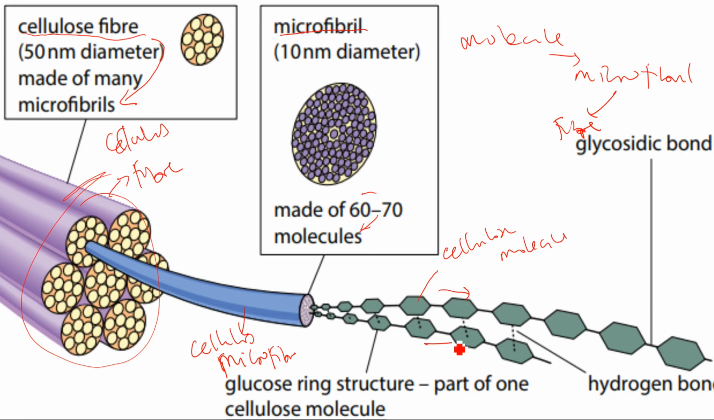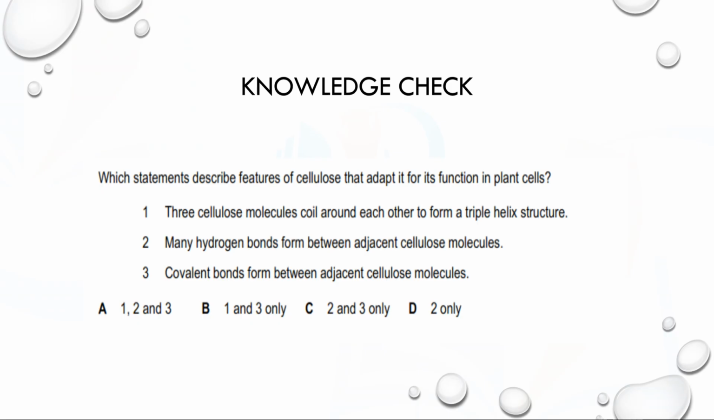Molecules run parallel to each other. They are linked by this hydrogen bond, H bond. This bond here, hydrogen bonds, join cellulose molecules, about 60 to 70 of them, to form a microfibril. And many microfibrils joined by the same hydrogen bonds form a cellulose fiber.